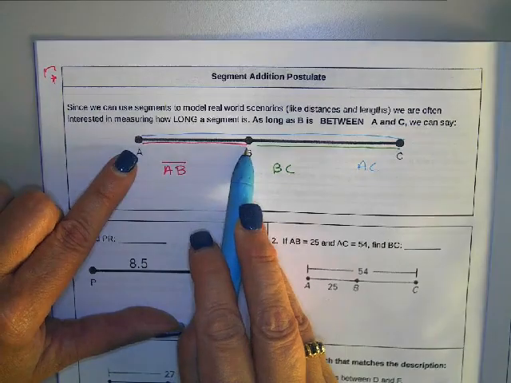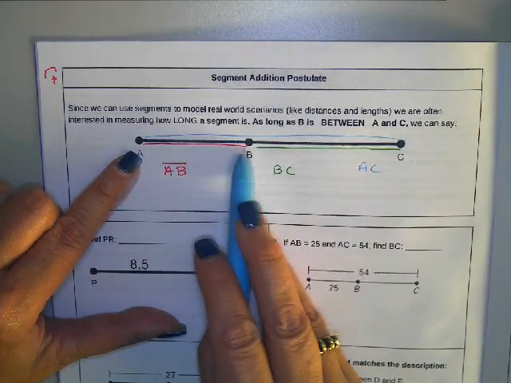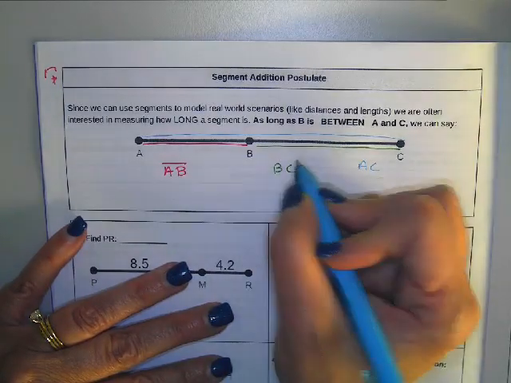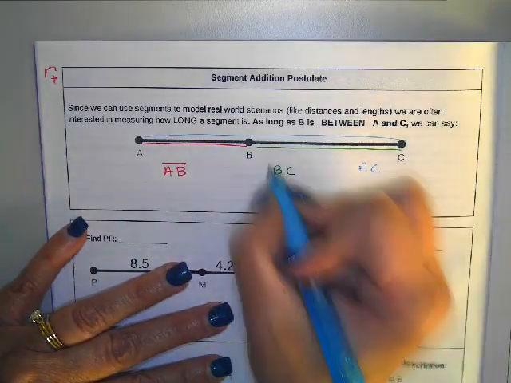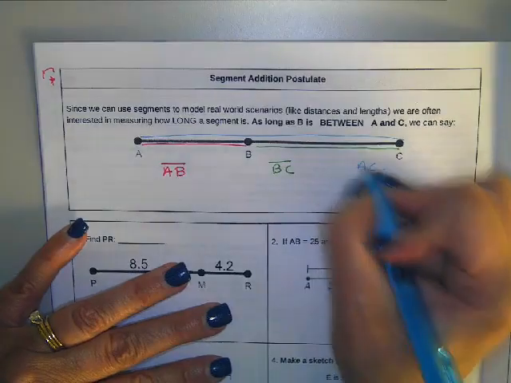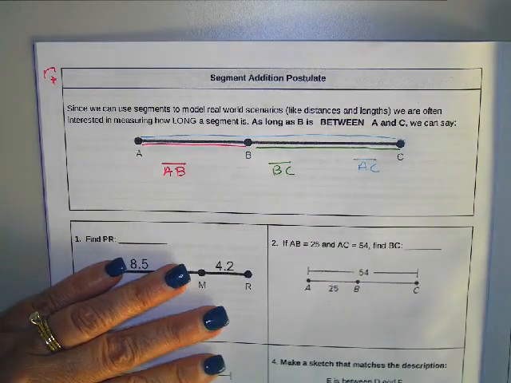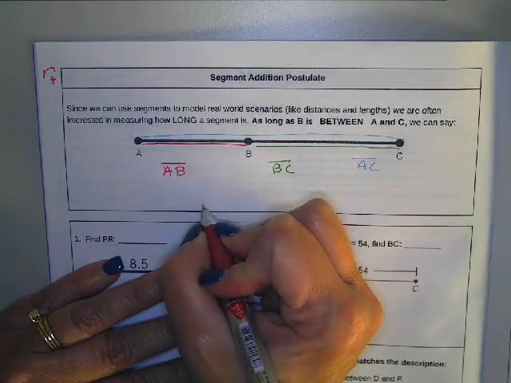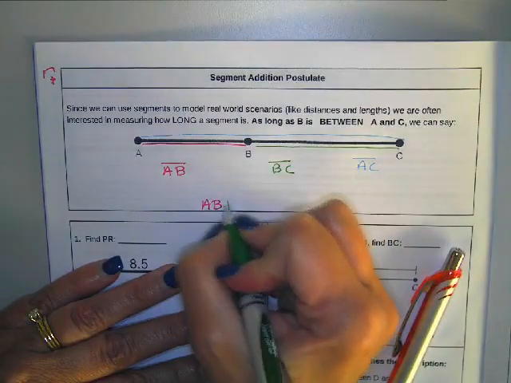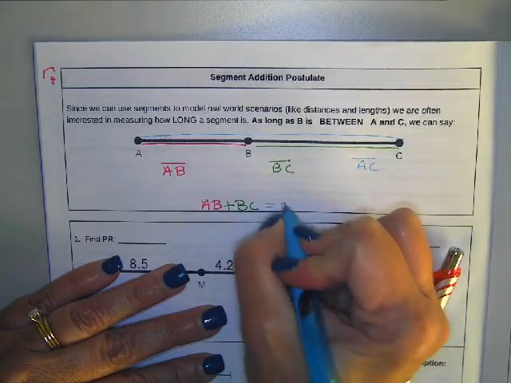Because point B is between A and C, we can add the two smaller segments to get the larger segment. These are the three segments. When we're talking about the segments, we use the bar. When we talk about the measurement, we do not use the bar. And so the way I would write this segment addition postulate is that segment AB plus segment BC equals segment AC.